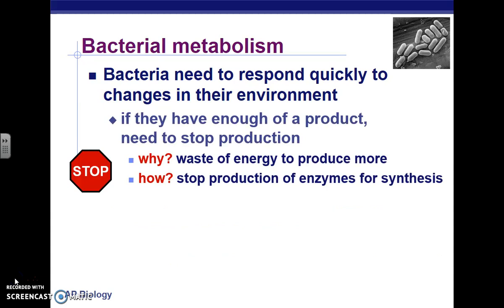So by regulating their gene expression, that allows bacteria to respond to changes in their environment quickly. For example, if they have enough of a protein, they want to stop its production. They don't need to make any more of it. The reason is that if they make something they have enough of, they're wasting the energy to make these things that they don't need. And they're going to do this by stopping the transcription and translation of the genes that code for these things.